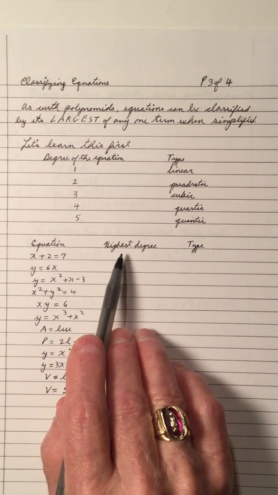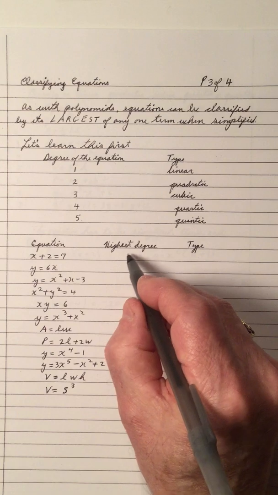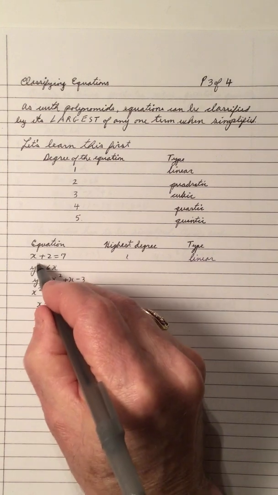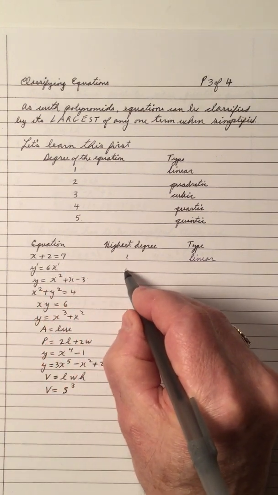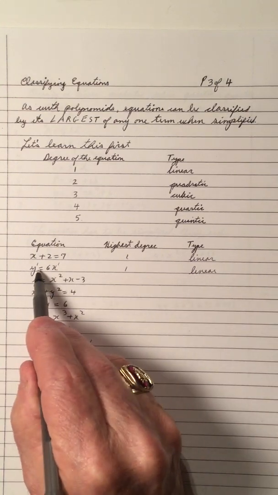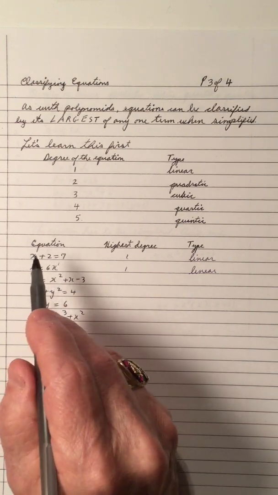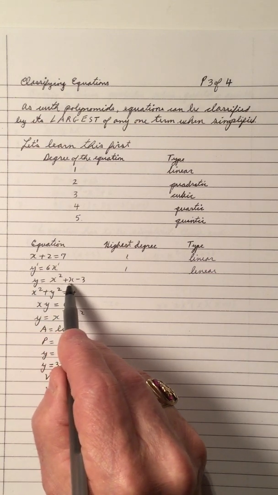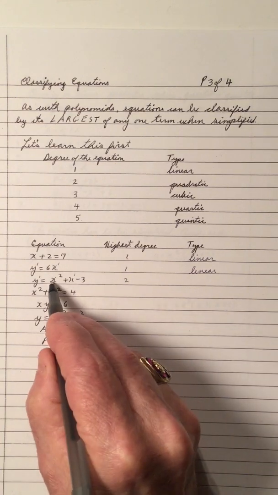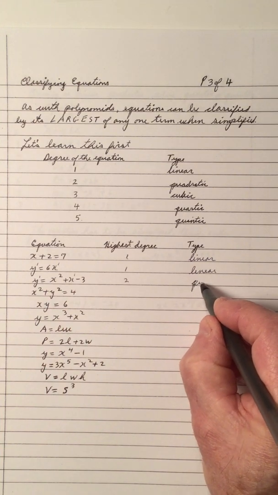Let's classify according to degree. The largest degree here is 1, so that's a linear. Linear is degree 1. We have a 1 and a 1, so the largest degree is 1, so that's a linear. But notice, this is a linear, this one is a linear, but it has 2 variables. This is a linear at degree 1, but it only has 1 variable. Right here the highest degree of any one term is a 2. So the degree of this equation is 2. So that's a quadratic.